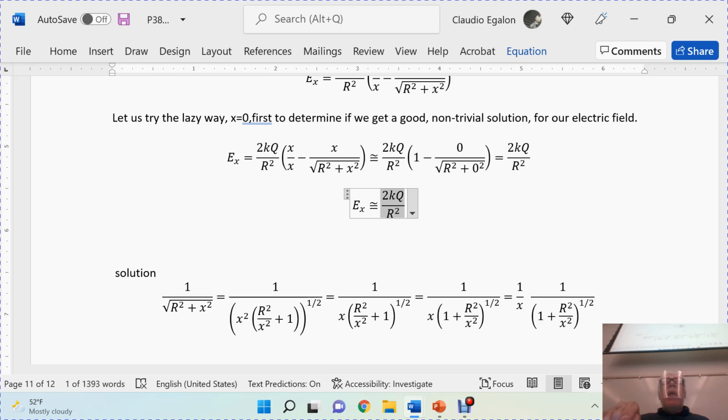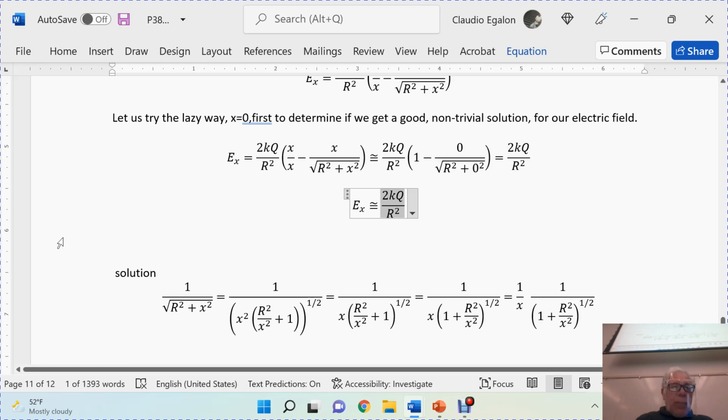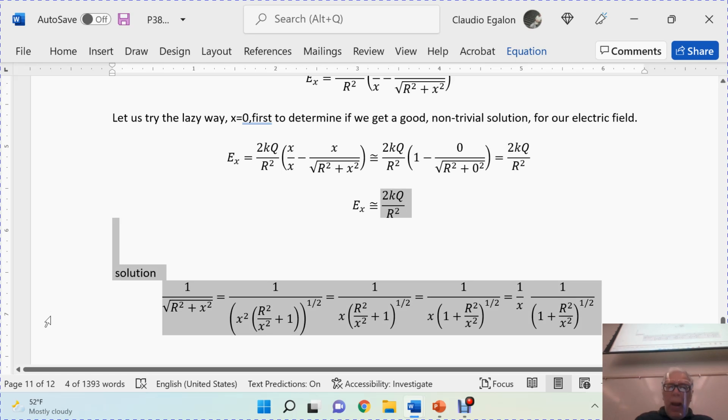And by the way, that's what we're going to see today in the lab. That's what we ended up getting in the lab we did before, for those two plates close to one another. The data that you got is for a uniform electric field as well. Okay? So keep that in mind.